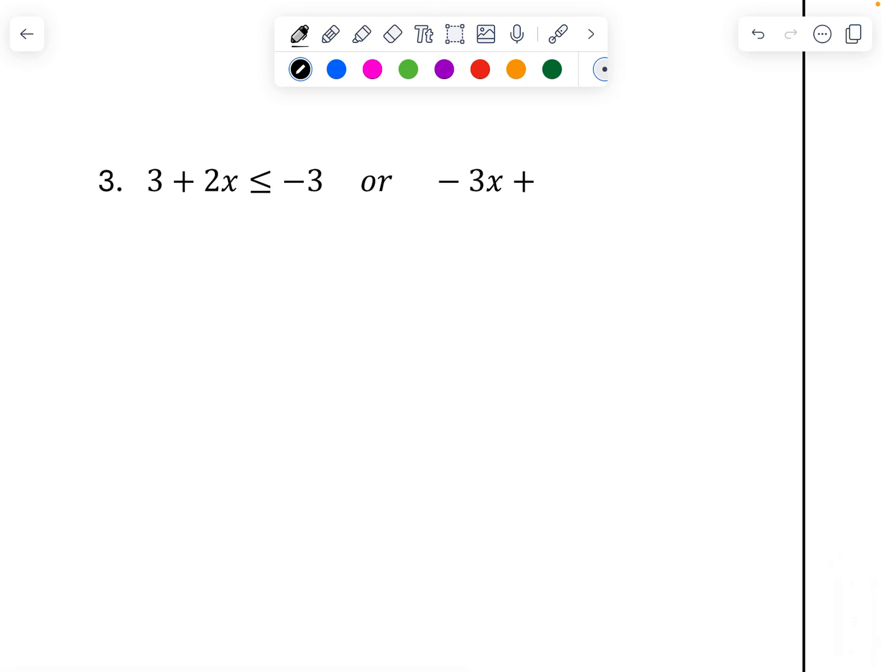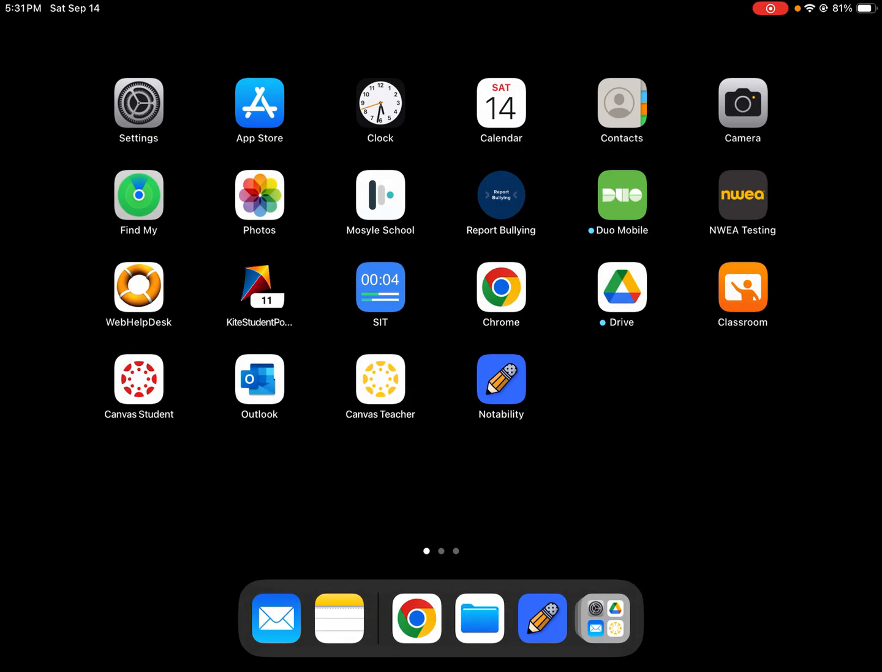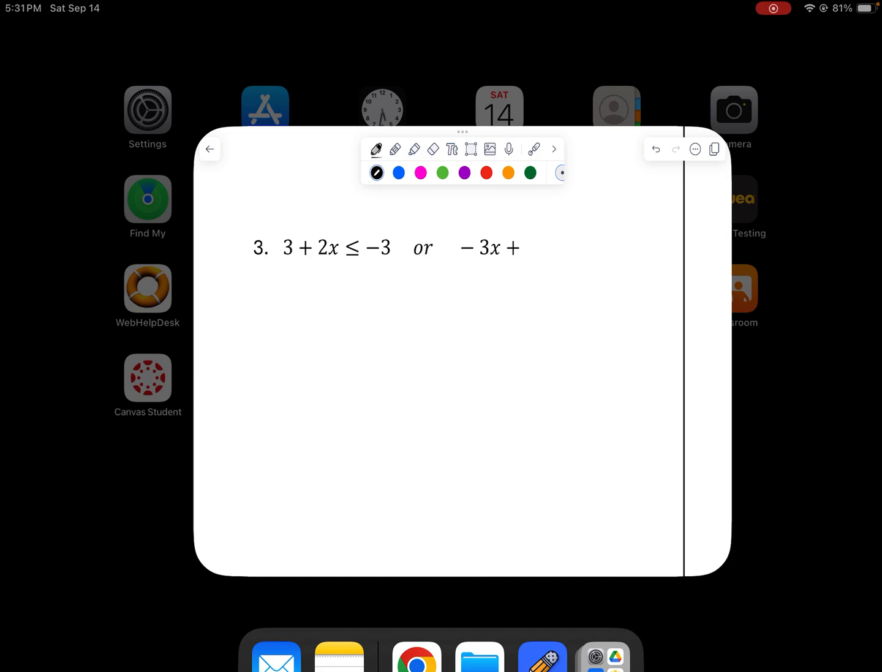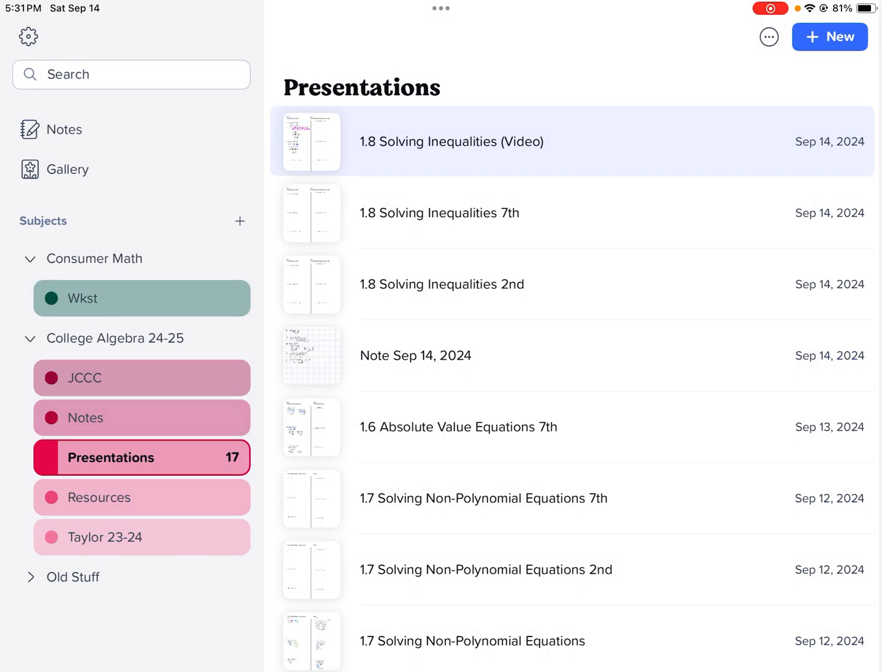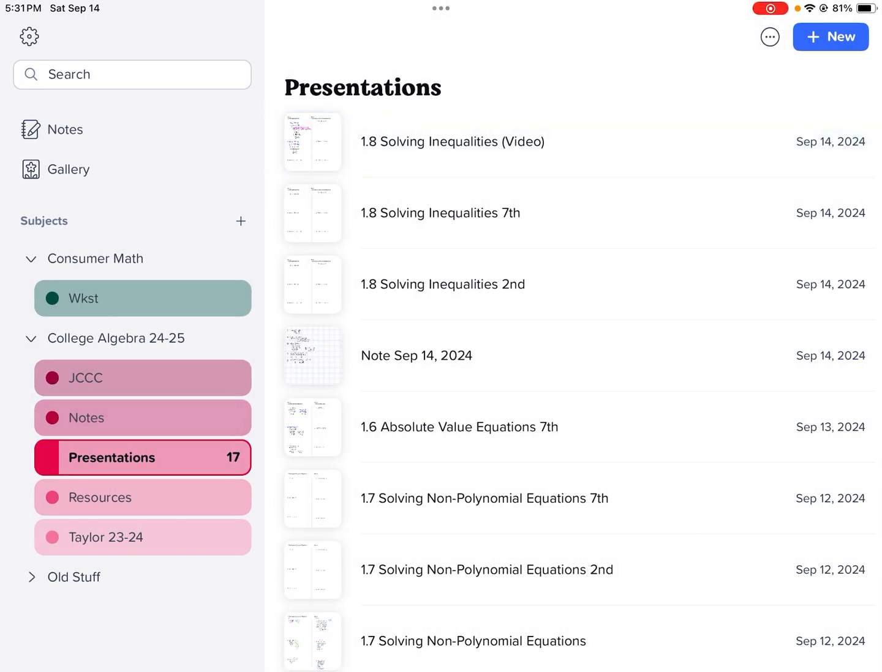Oh, we left out part of this problem. Okay, so I wonder what that was supposed to be. Let's see what that was supposed to be, friends, because I just totally left that out.